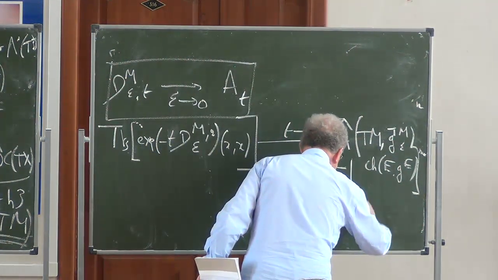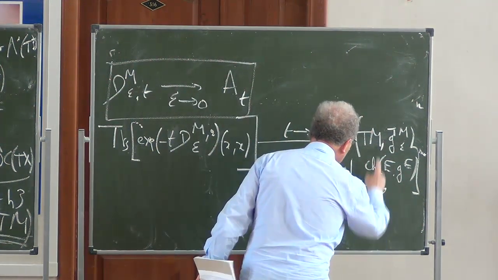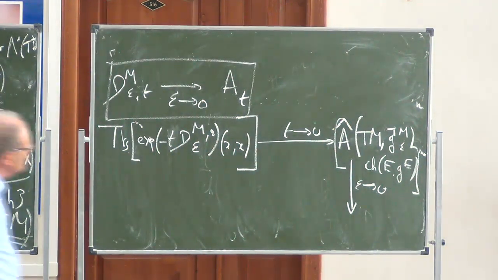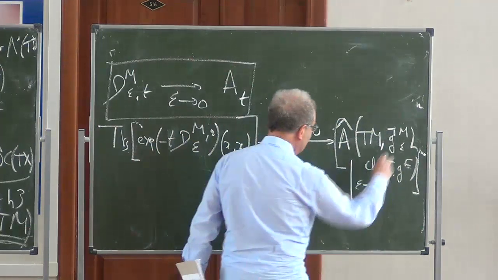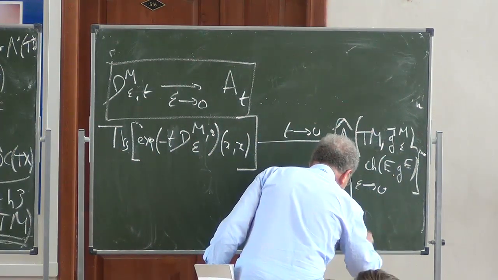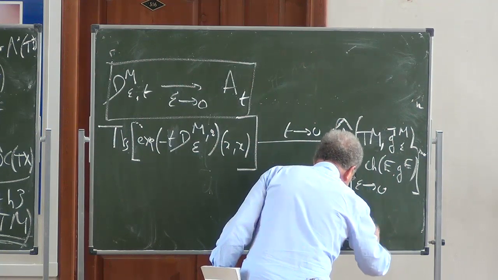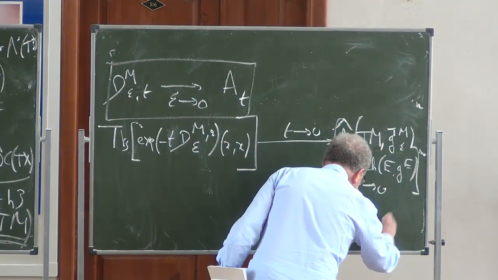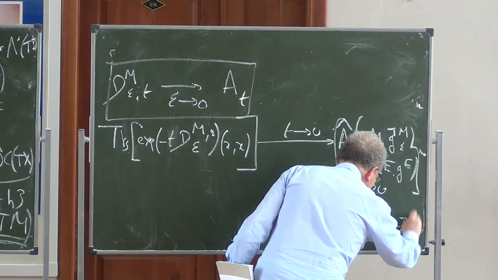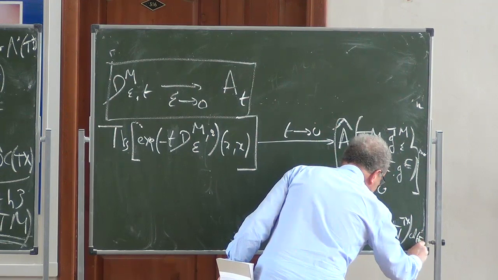Now making epsilon tend to 0, we just used what I explained, which is to say that the characteristic forms converge to the product A of TS, nabla TS, A of TX, nabla TX, Ch of E, nabla E.